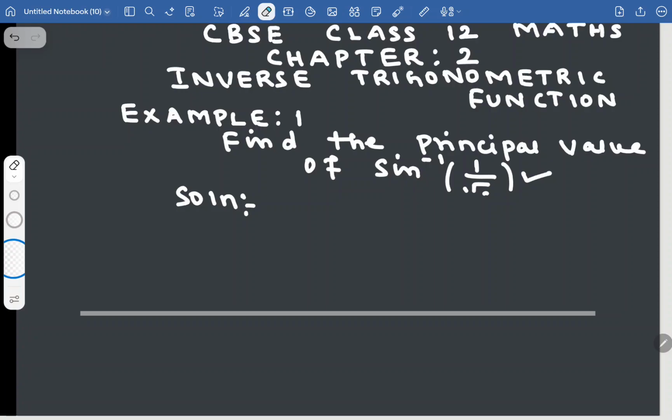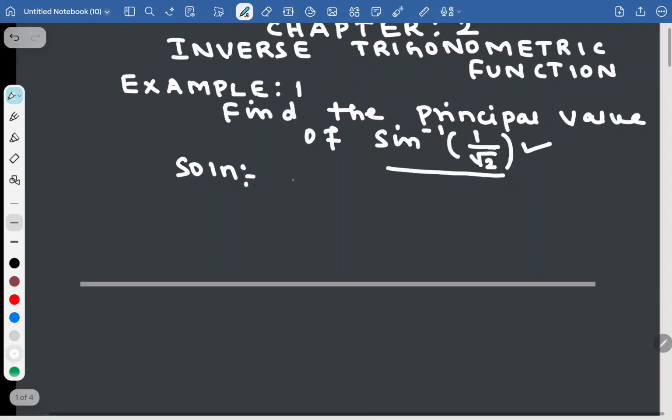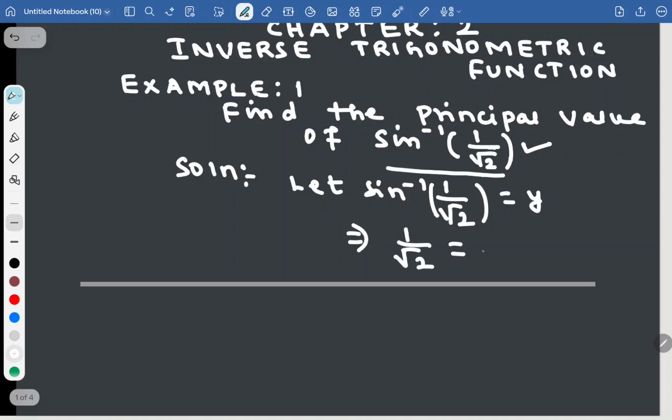Example 1. Find the principal value of sine inverse of 1 by root 2. We have to find the principal value for sine inverse of 1 by root 2. Let sine inverse of 1 by root 2 be some y. Then 1 by root 2 is sin y.